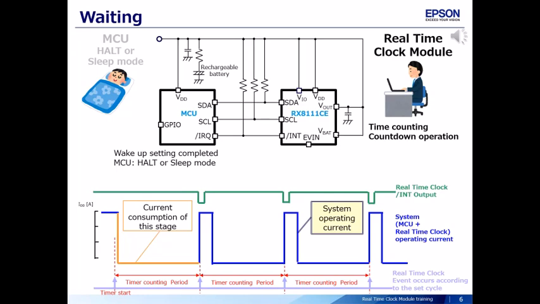After the wake-up setting is completed, the MCU goes to halt or sleep mode. The real-time clock module continues to operate time count and countdown with low current consumption. The orange color line shows the current consumption in this part.